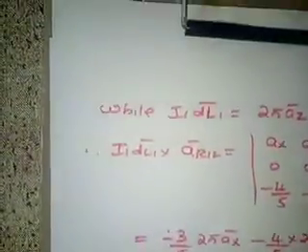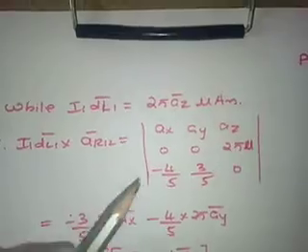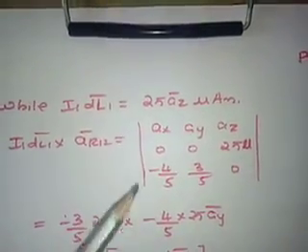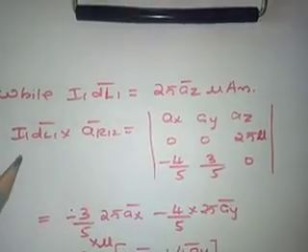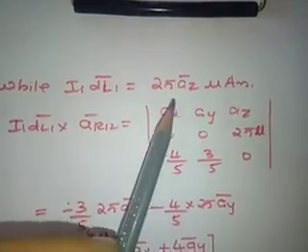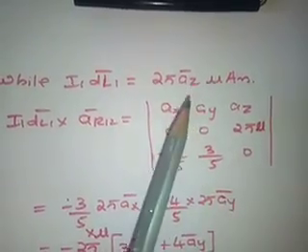The cross product I1 DL1 bar cross AR12 bar is equal to the determinant of AX, AY, AZ. Then we have to take the coordinates of I1 DL1 bar. It is 2 pi AZ bar. We have only the Z component; X and Y are 0. So 0, 0, 2 pi micro.